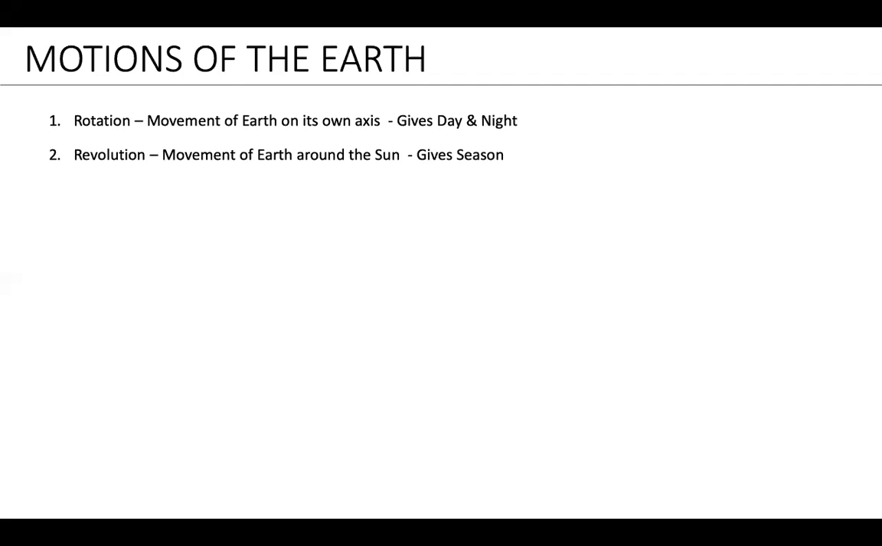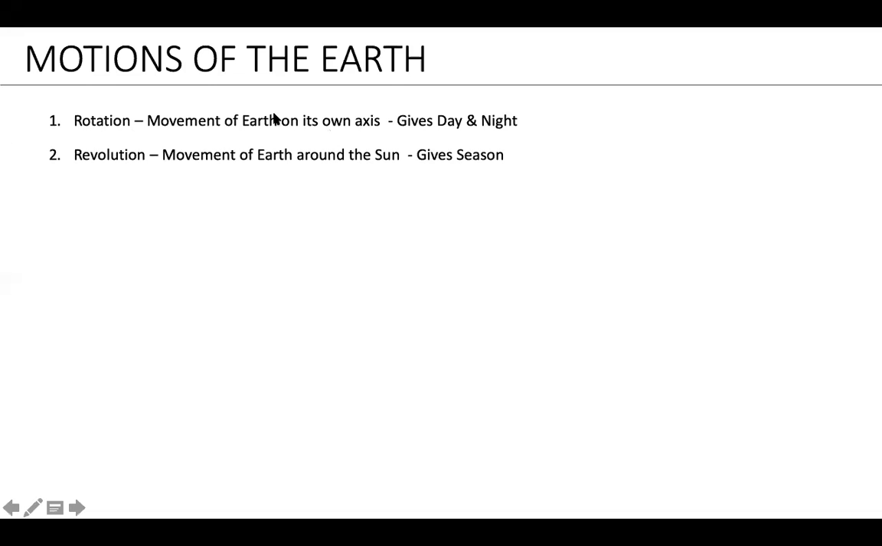So these are the two motions of the earth. These two motions are very important to understand the seasons, how we are getting the day and night changes, everything. It's because of the motion of the earth. So we call one rotation and another one revolution.